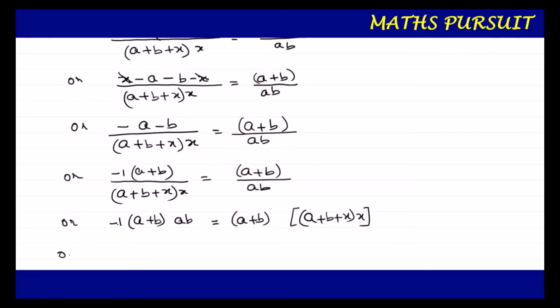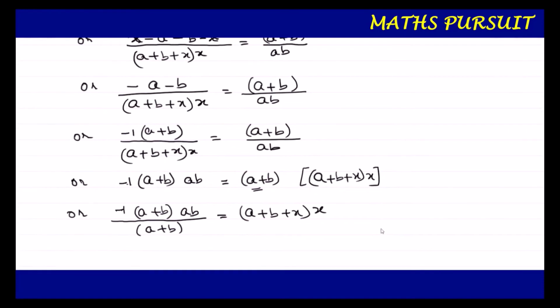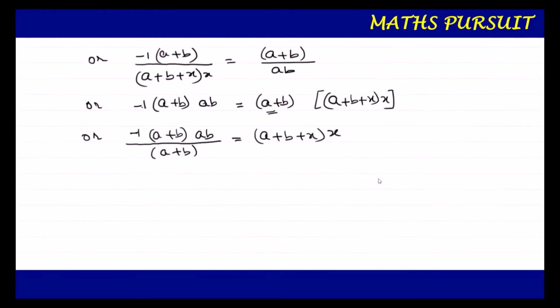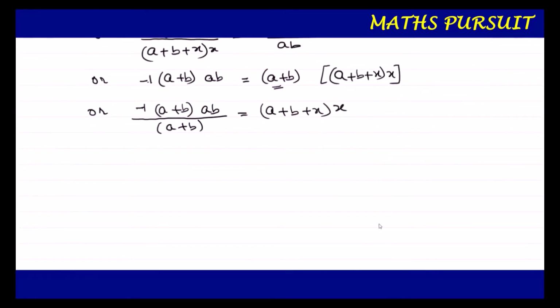Or I can rewrite the equation as minus 1 into (a plus b) into ab upon (a plus b). Just moving a plus b from the right side to the left side is equal to (a plus b) plus x into x. Hope guys, till here we are very clear. This is very easy. I'm solving the equation step by step. We need to be very careful and mindful so that we will not end up doing any silly mistakes.